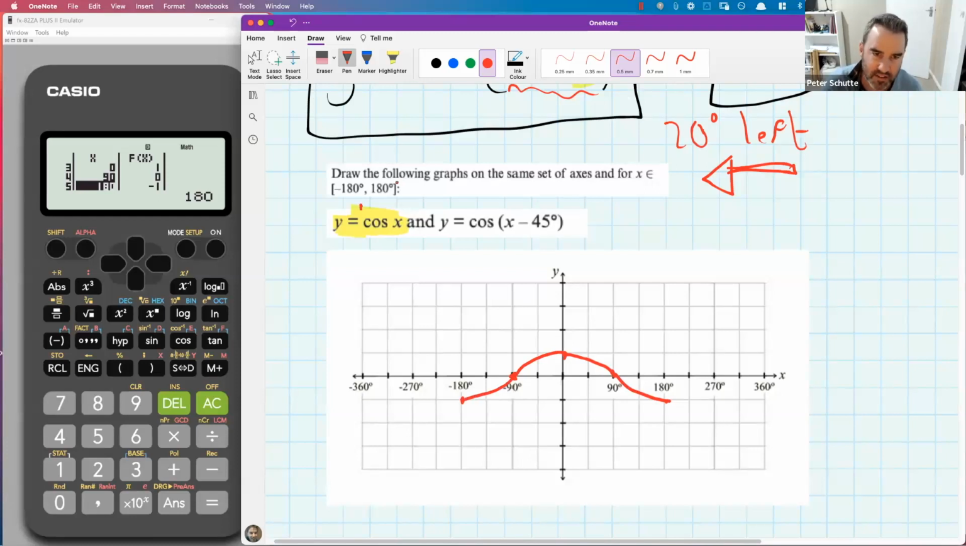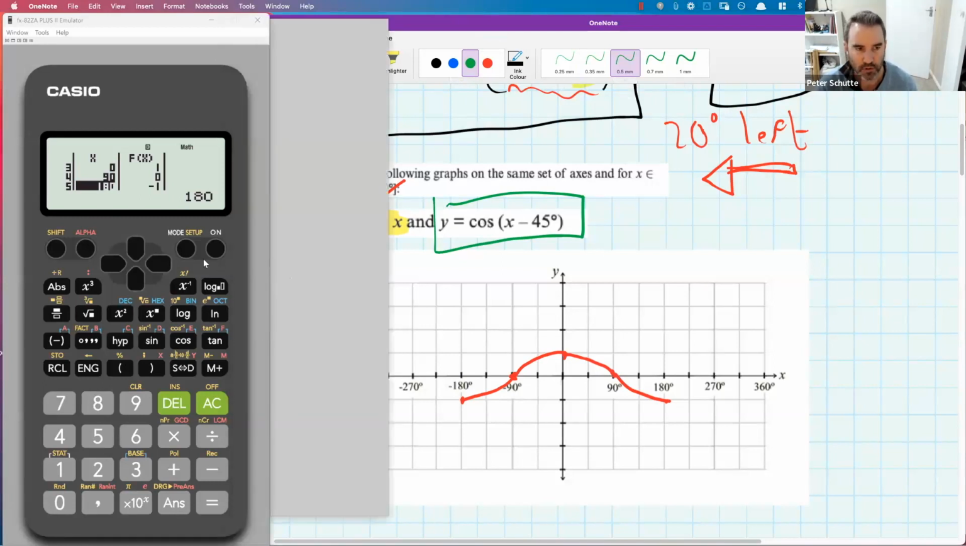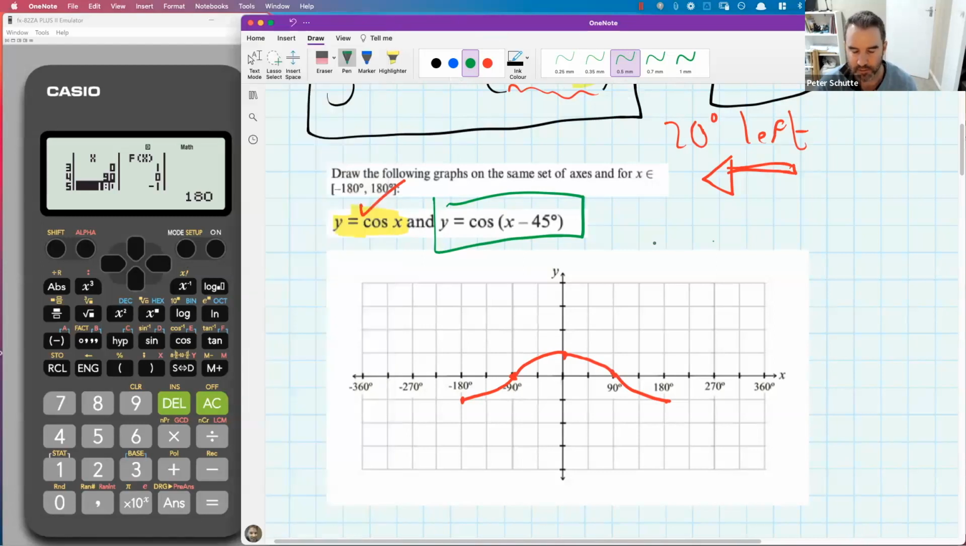Now, that is the simple cos graph, but I want to compare it to this graph over here. And so I want to give you 2 minutes now to draw this graph, y equals cos(x minus 45), using your calculator. And I want you to try and tell me what you see when you compare it to the red graph. Give me a thumbs up if you understand what you have to do. Give me a thumbs down if you're feeling unsure.